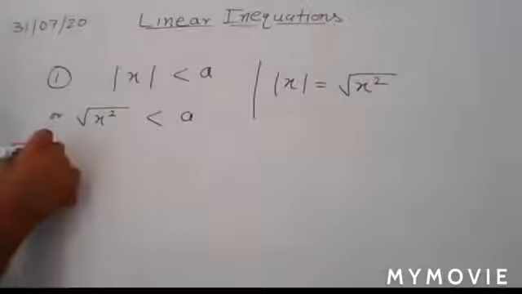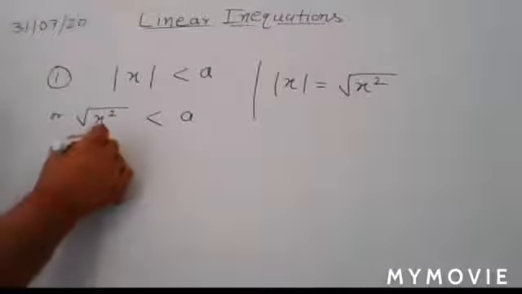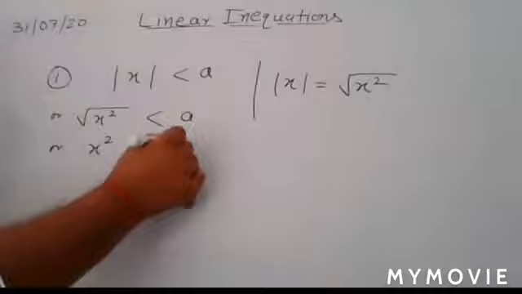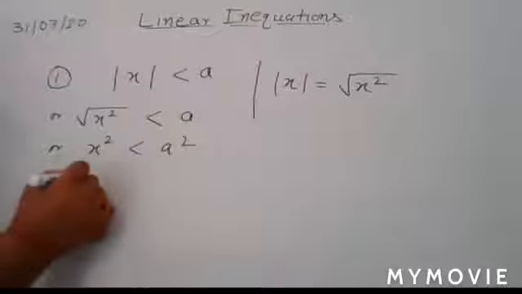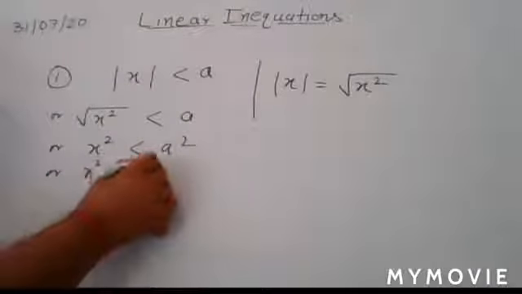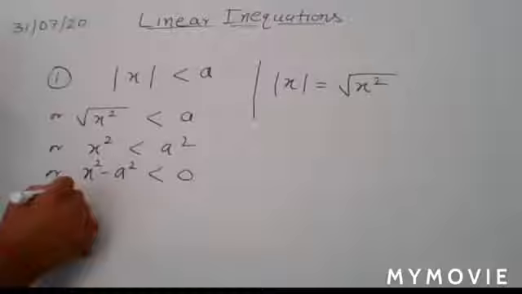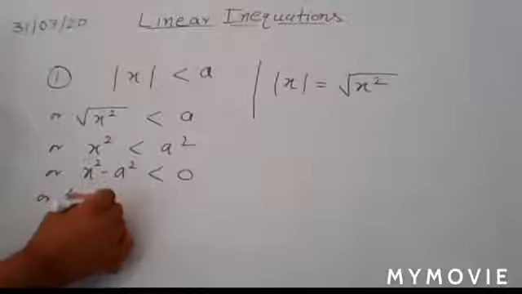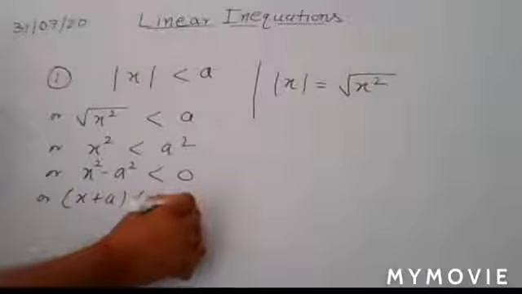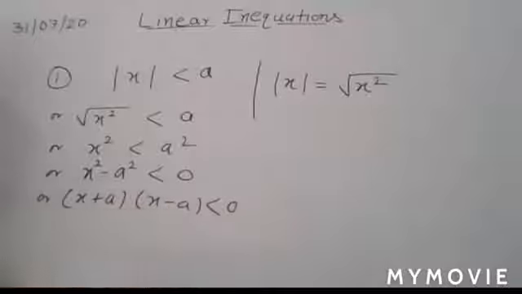Now if you square both sides, you have x square is less than a square, or x square minus a square is less than 0. And if you factorize it, you have x plus a into x minus a is less than 0. That quantity is less than 0.